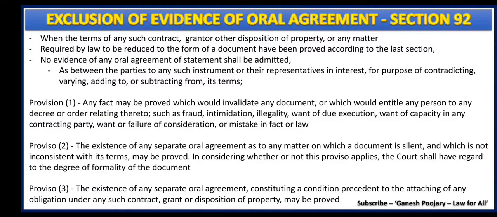The first one is about invalidity of any document, which can happen because of fraud, intimidation, illegal purpose, or incapacity, or failure in consideration, mistake of fact, or mistake of law. If the document is done by any of these, in that case that is an invalid document, and the same can be proved by oral statement or oral agreement. That is the first exception.